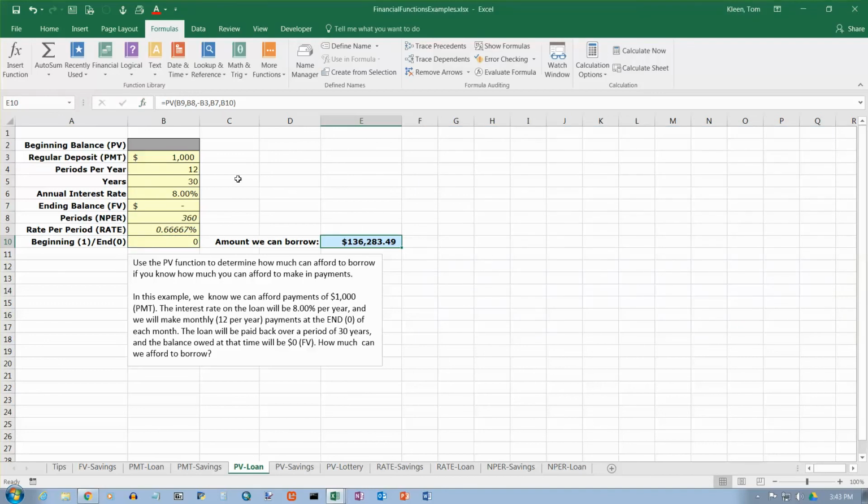And it tells us that if those are the payments we can afford to make, then that's how much we can afford to borrow. And if we do $1,000 a month for 30 years at 8%, then that's how much money we can afford to borrow right now.